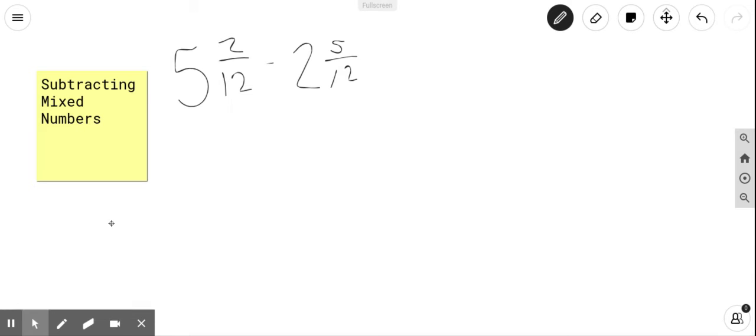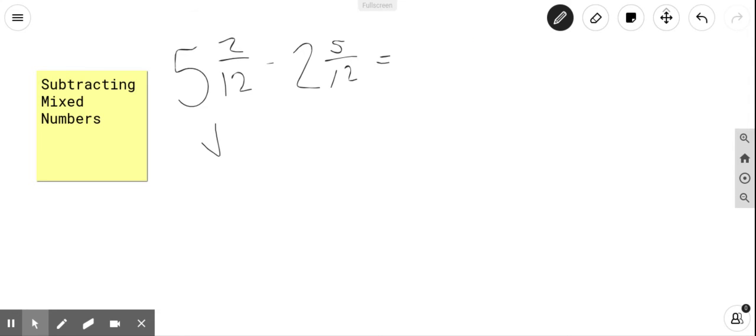Okay, this is going to be the last one that we do together. We're doing 5 and 2/12 right here, minus 2 and 5/12. Just kind of flip-flop those numbers around a little bit. Now let's look at our fractions. Here we have 2/12 and here we have 5/12. Can we subtract them the way that they are? No, we cannot, because 2 is smaller than 5.